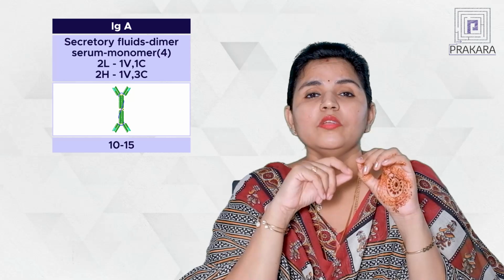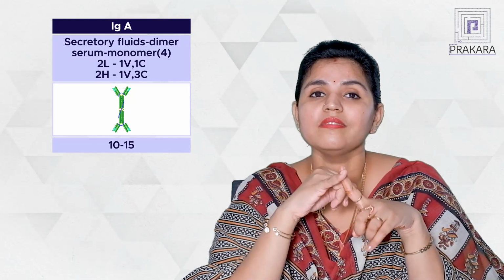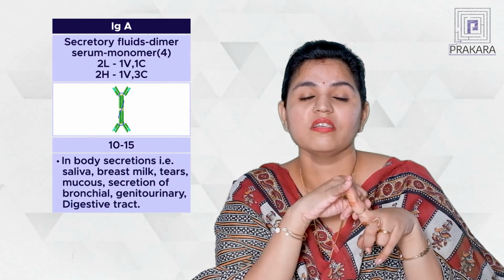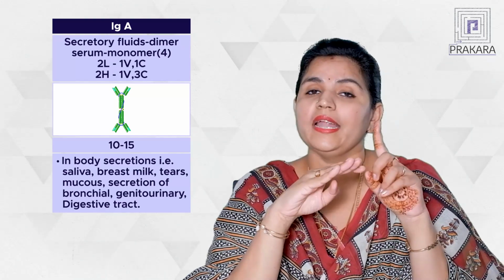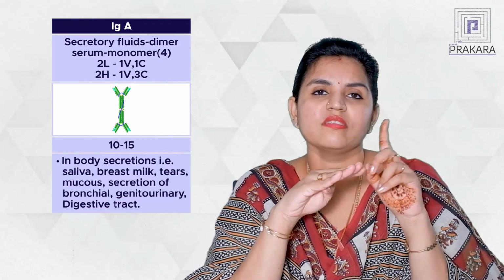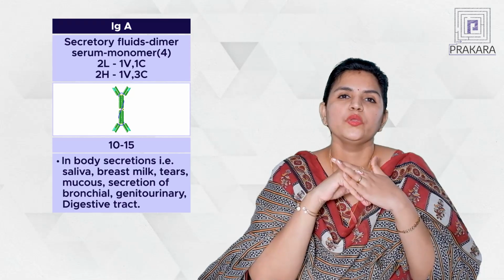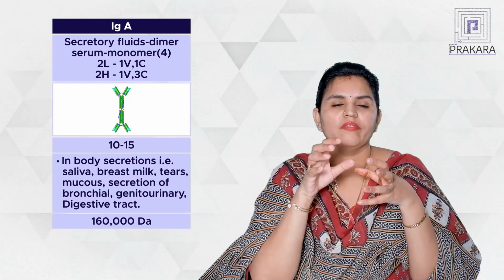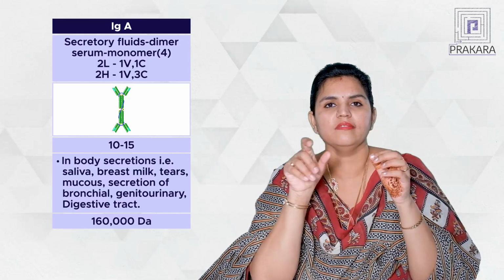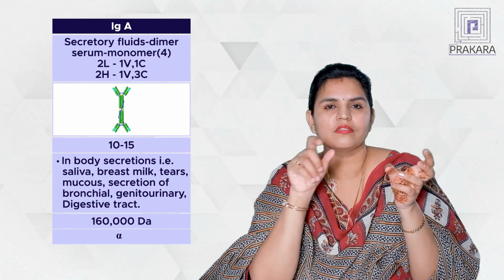And coming to the most important functions of this particular immunoglobulin, it plays a very important role in secretory functions, like secretions of tears, saliva, milk from the mammary glands, and also secretions of the digestive tract. It has a molecular weight of 160,000 Daltons, and it does not have any further classifications, but its heavy chain represents the A, that is the alpha part.